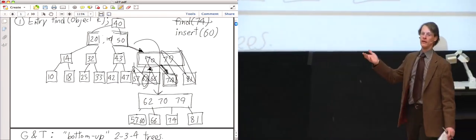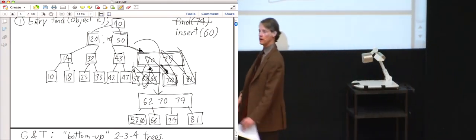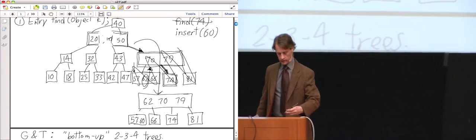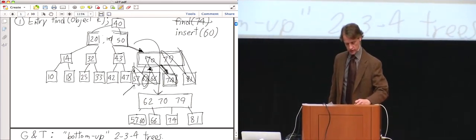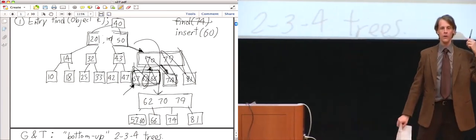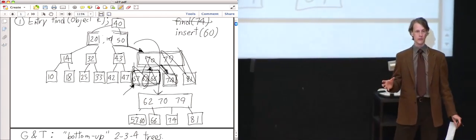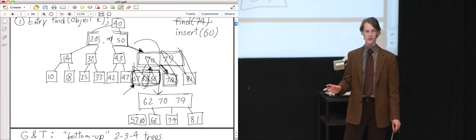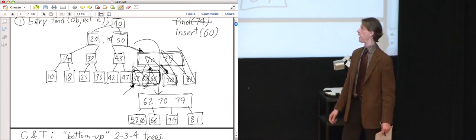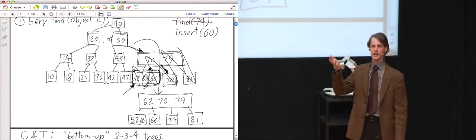Now, why did we do all this work? Why did we restructure the keys as we went down? Well, you'll notice that the original node where we would have put the 60 already had 3 keys in it. So there wasn't room to put the 60 there. The point of the insert operation is to make sure that there will be room in every node to put the key when we get there, and therefore we restructure 3-key nodes by pushing keys up the tree.